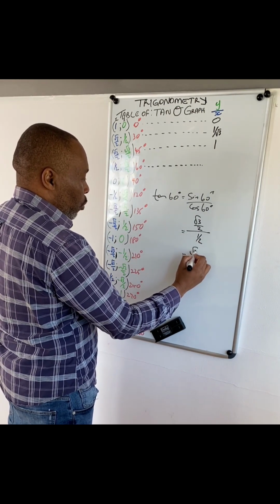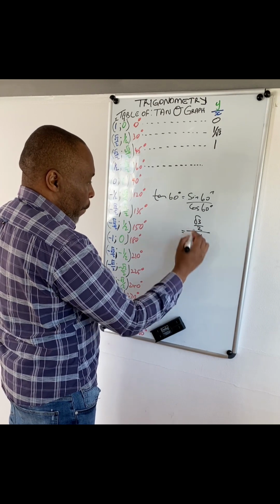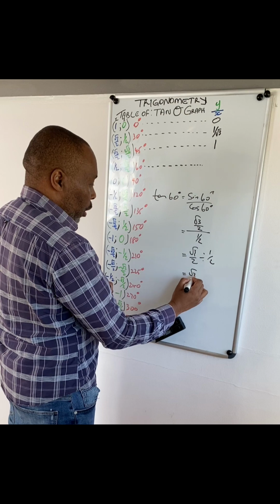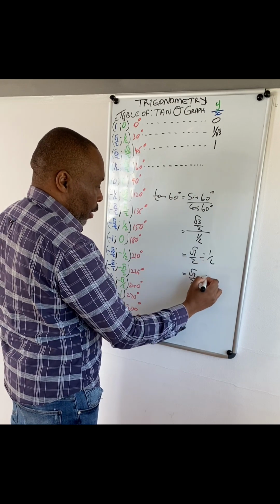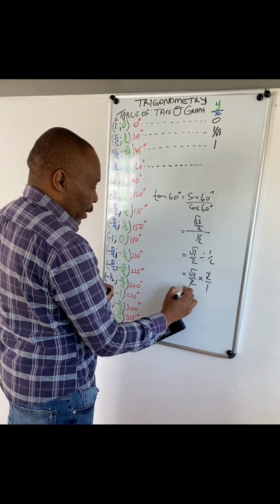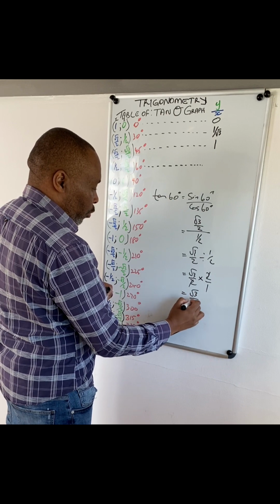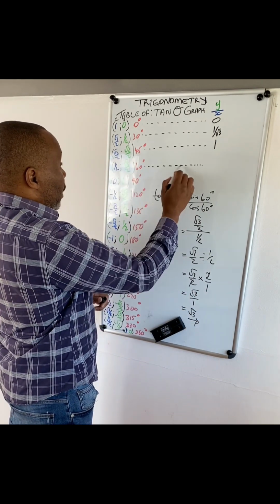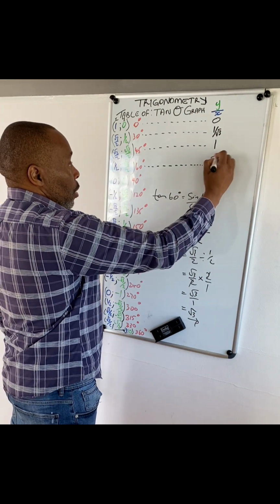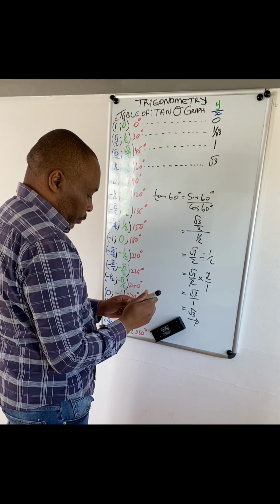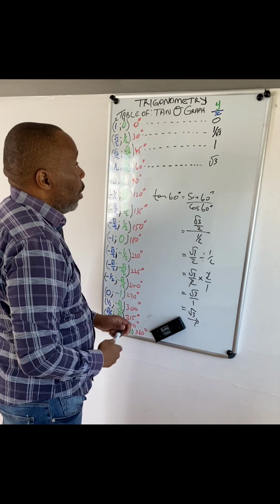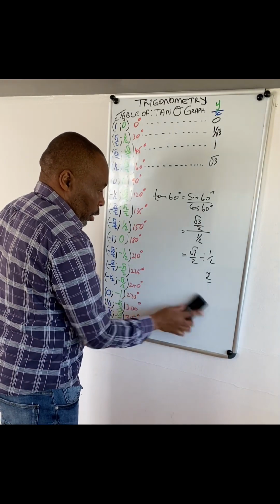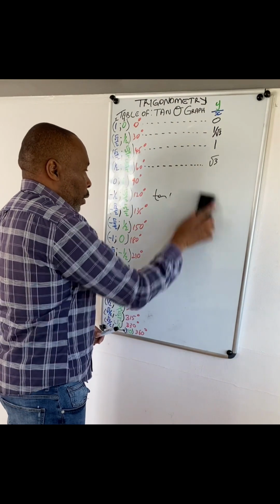And we say root 3 over 2 divided by a half is equal to root 3 over 2 multiplied by 2 over 1. This cancels. We've got root 3 over 1, which is the same as root 3. So at 60 degrees tan is root 3. Okay, it is root 3. Let's carry on.